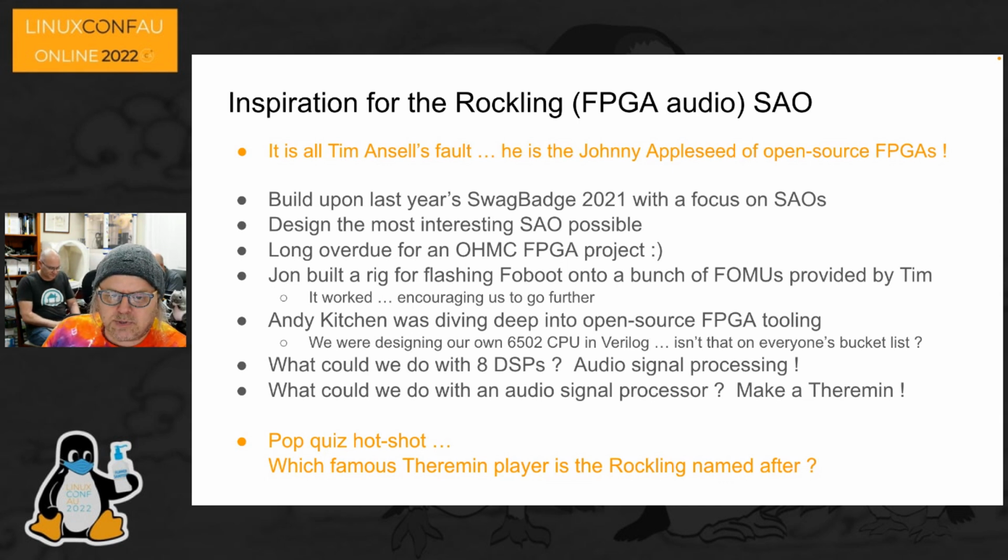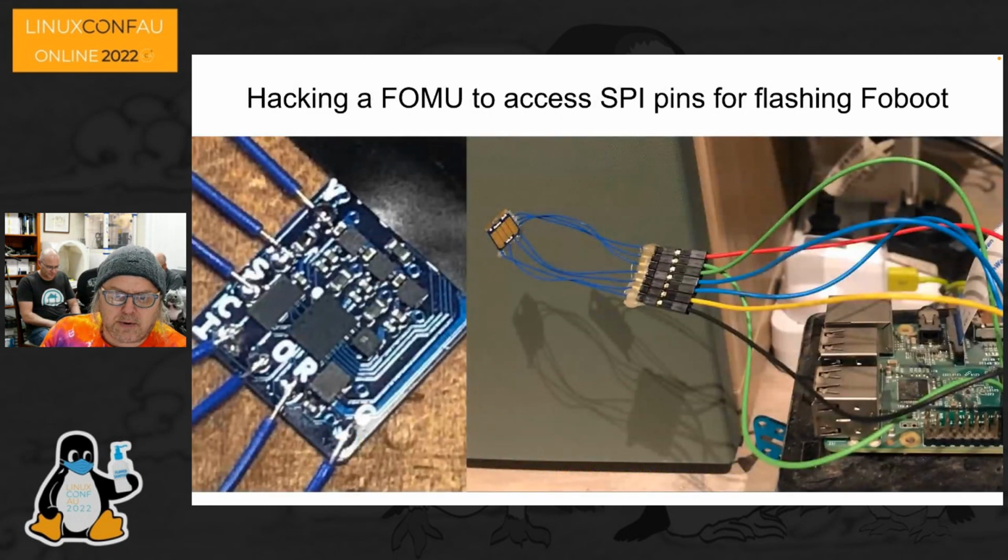Bob had some time to do the design, and we were thinking, well, what could we do if we try to design our own FPGA board? Playing with audio was something we hadn't done before, so that seemed a natural thing to do with the 8 DSPs. And then to say, well, what are we going to do with audio processing, we thought, let's make a musical instrument, and I think it was Andy who had the idea of making a Theremin. So that's how the Rockling came about.